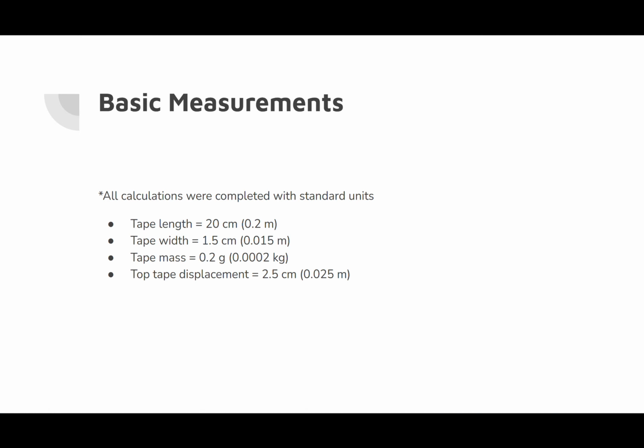Some basic measurements for the tape. The tape length was 20 centimeters, the tape width was 1.5 centimeters, the tape mass 0.2 grams, and the total top tape displacement was about 2.5 centimeters. All the calculations done later were done with standard units, which you can see in the parentheses.